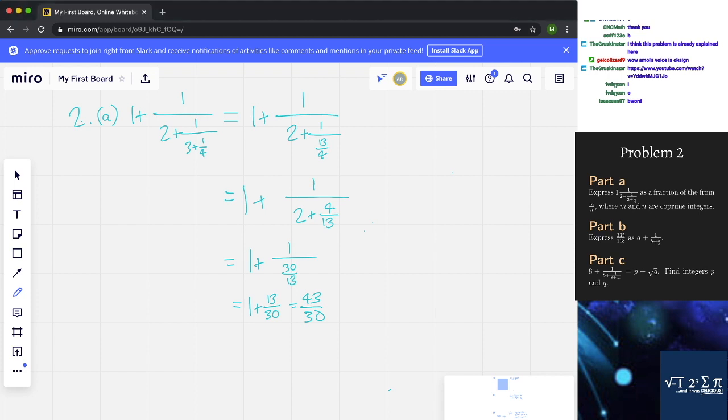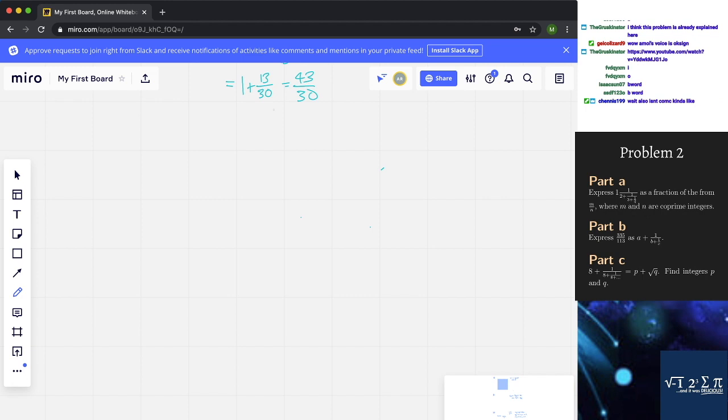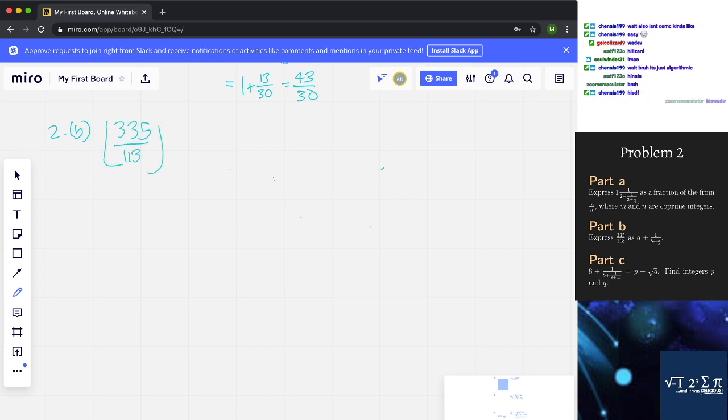Okay, let's go to 2B, because 2A was also sort of bot spam. So 2B would actually be a challenge for me, considering I typically suck at this type of problems, but I think AMC has helped me with that. So the idea is to just take the floors. So 335 by 113, right? What's the floor of this? Well, the floor is going to be 2.